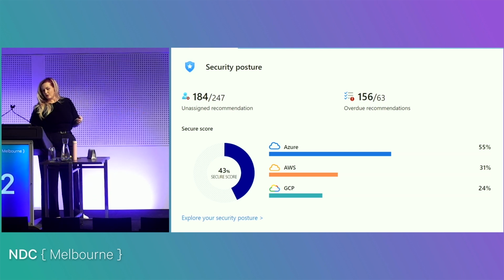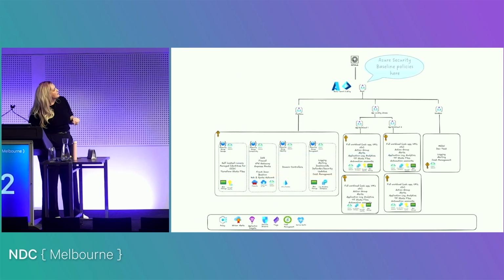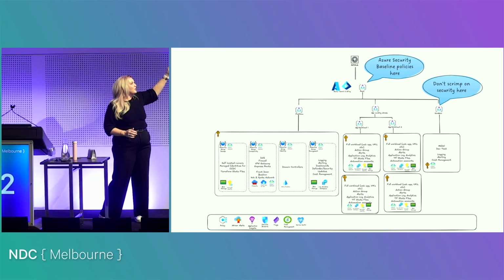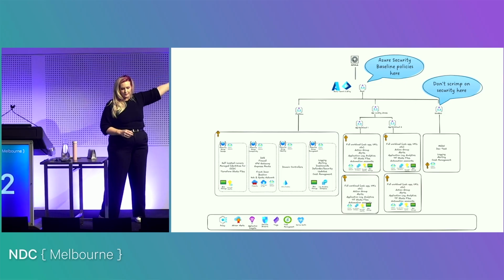And the security score is really good because it gives you a nice graph and everybody likes to put them in their reports. So this is where I would apply the baseline security group at the root. Again, I want everything to be secure by default.